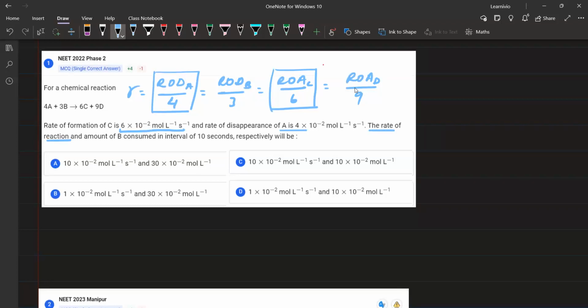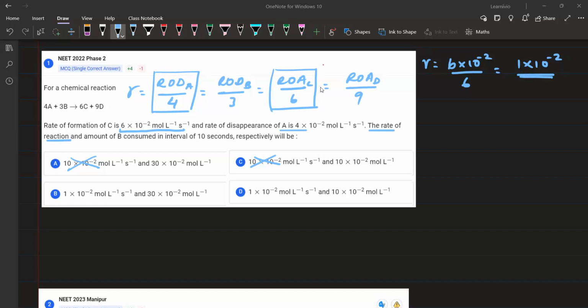So you can see that you can take C or you can take A, from both you will get the rate of reaction. So rate of reaction will be equal to, if I am taking C, in that case it will be 6 into 10 to the power minus 2 divided by 6. This will be equal to 1 into 10 to the power minus 2. Okay, so option A and option C we can eliminate, right? Why? Because it is having 10 into 10 to the power minus 2. We are getting 1 into 10 to the power minus 2.